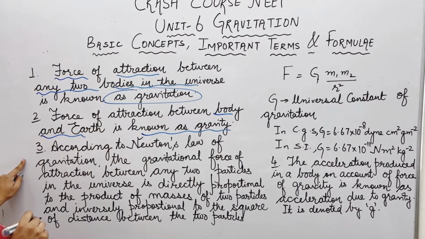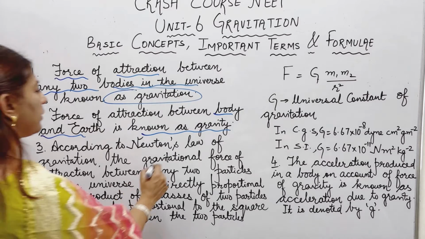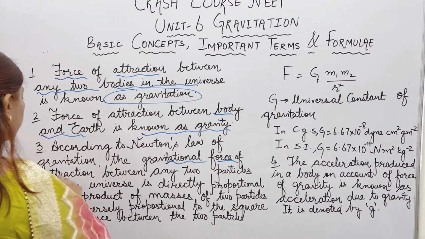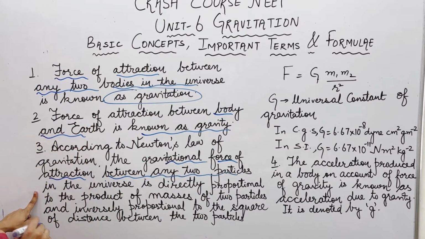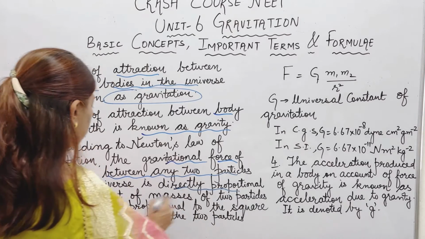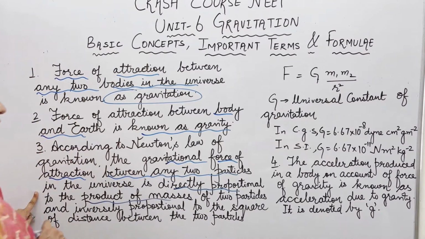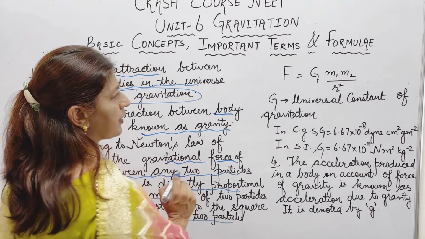The third point is about Newton's law of gravitation. According to that, the gravitational force of attraction between any two particles in this universe is directly proportional to the product of the masses of these two particles and inversely proportional to the square of the distance between these two particles.